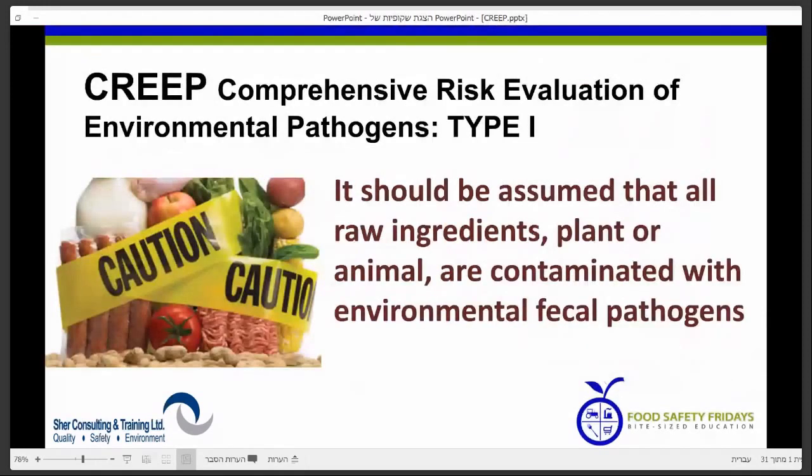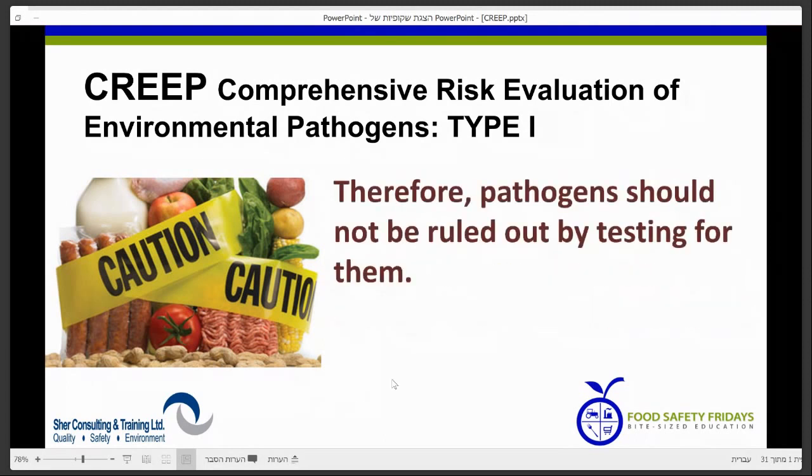It should be assumed that all raw ingredients, plant or animal, are contaminated with environmental fecal pathogens. This is an assumption that should be made for every person doing HACCP in any plant or kitchen. And this is really, really important to understand. Now, it's important to understand that we cannot rule out pathogens by testing for them, at least not Salmonella or Listeria.